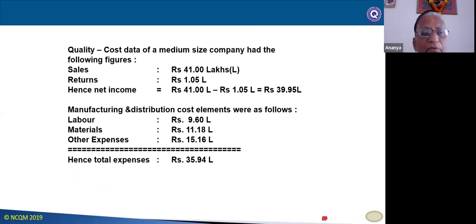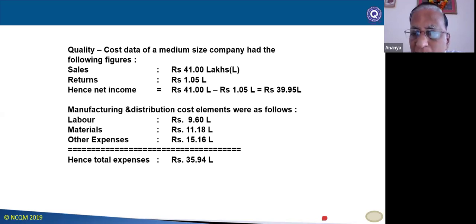Let us see now. I will read for you. Cost data for a particular company. Sales turnover is 41 lakhs. Return. What is return? Customer ने वापस भेज दिया. So, hence the net income is around 40 lakhs. Now, what is the cost of manufacturing? Labor, material, and other overhead expenses. It comes to how much?